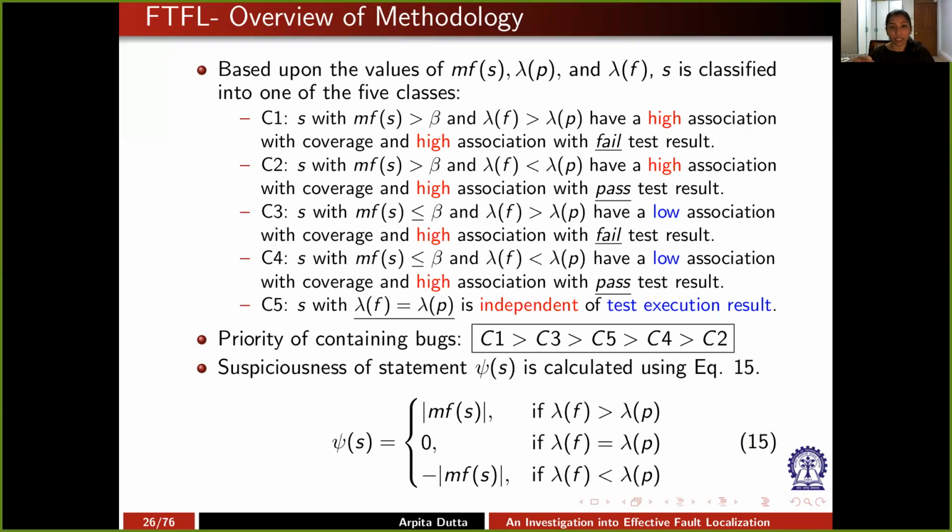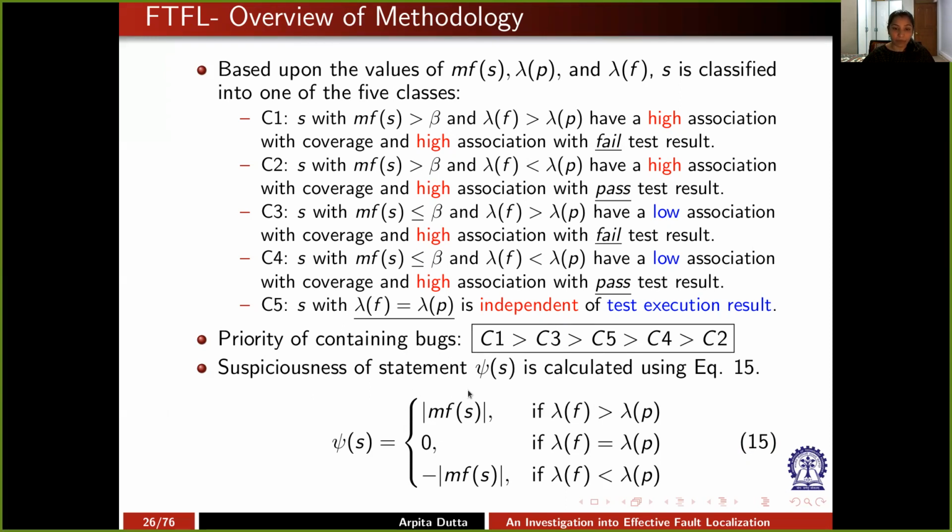Like class 1 statements have a high association with coverage, and they have a high association with failed test cases. This means these class statements have a high probability of containing a bug. So based upon these values, we have then ranked these classes, like C1 is having the highest probability, then C3, C5, C4 and C2.